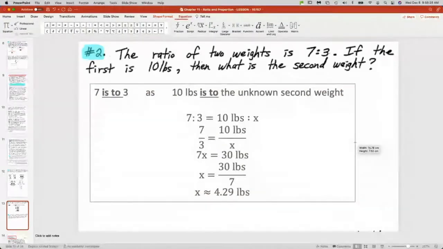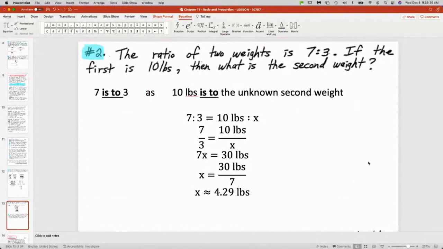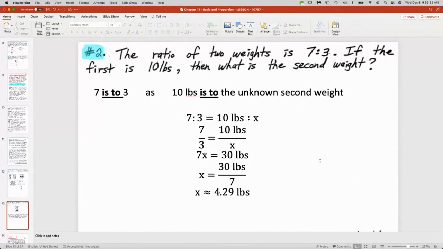Look for this type of stuff on your test. You'll probably get at least 2 ratio questions. And I promise you, they're not going to be hard questions. They're just standard ratio questions. I'm really trying to keep this part of the content simpler.